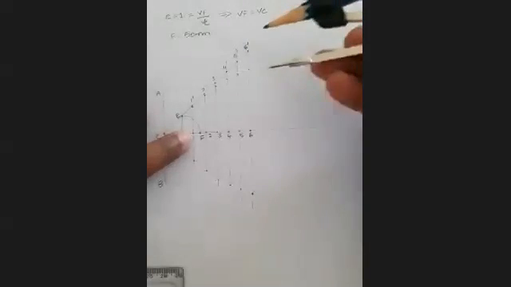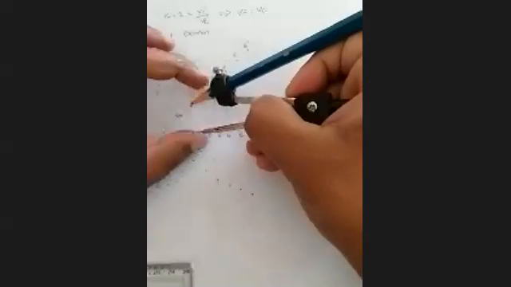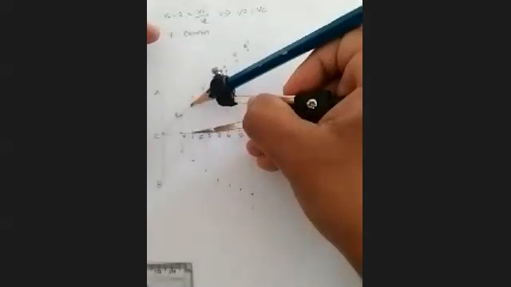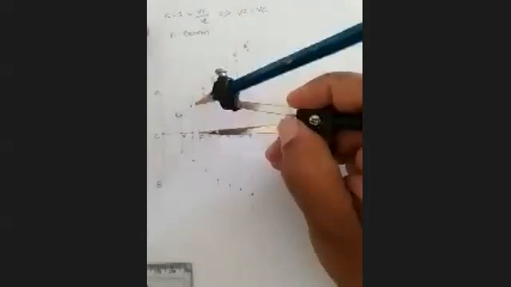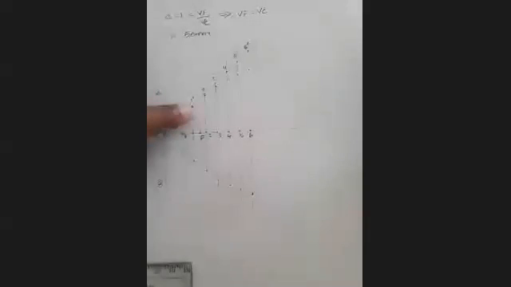So go to the first line. The first line is this one. Go to one. Take 1 to 1 dash as radius, and F as center. Cut the arc above and below. You will get 2 points. You mark those 2 points.